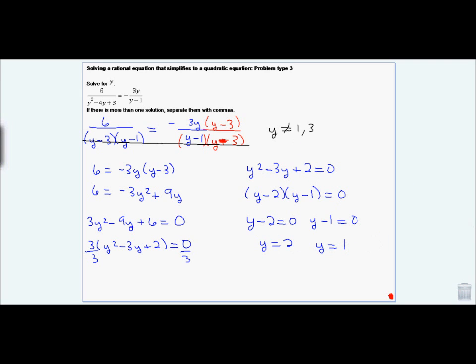But up here, we said y can't equal 1. So this solution is invalid. So y only equals 2. And that is how you solve a rational equation.